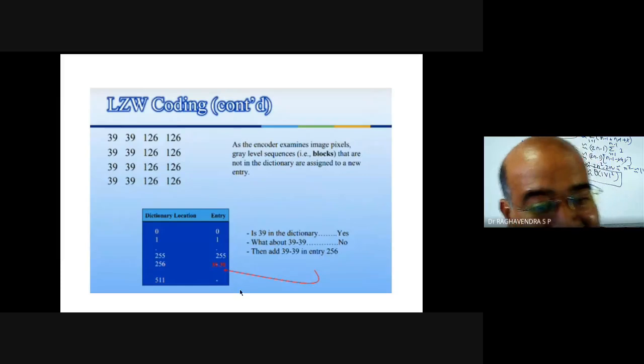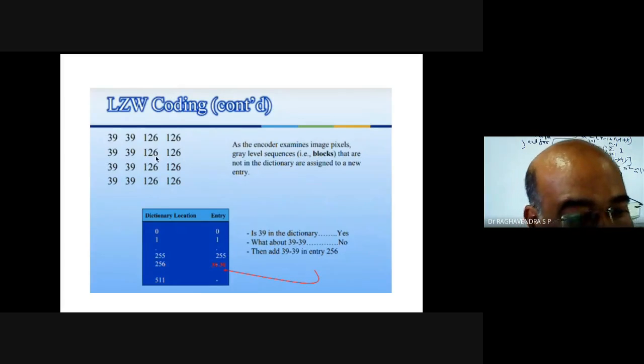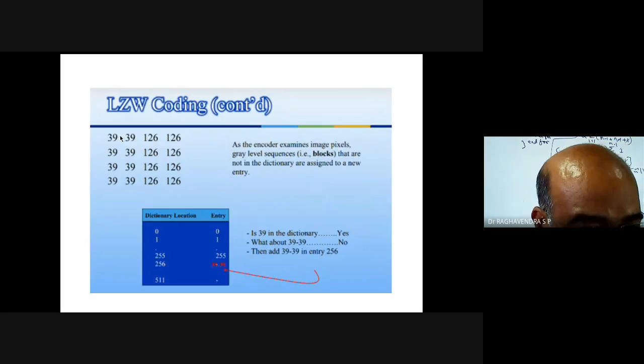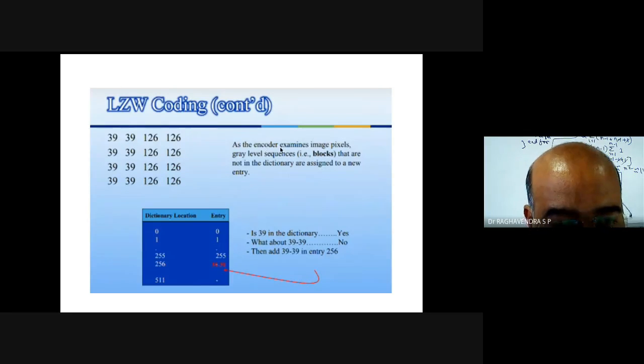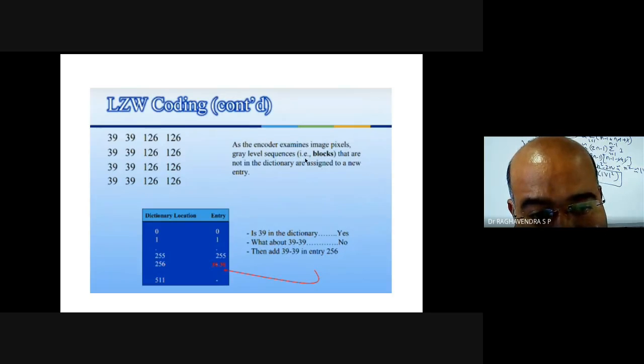So this is an example over here. So we have an image over here. Okay, 39, 39, 126, 126, and so on. So as the encoder examines the image pixels, gray level sequences, that is blocks that are not in the dictionary, are assigned to a new entry.